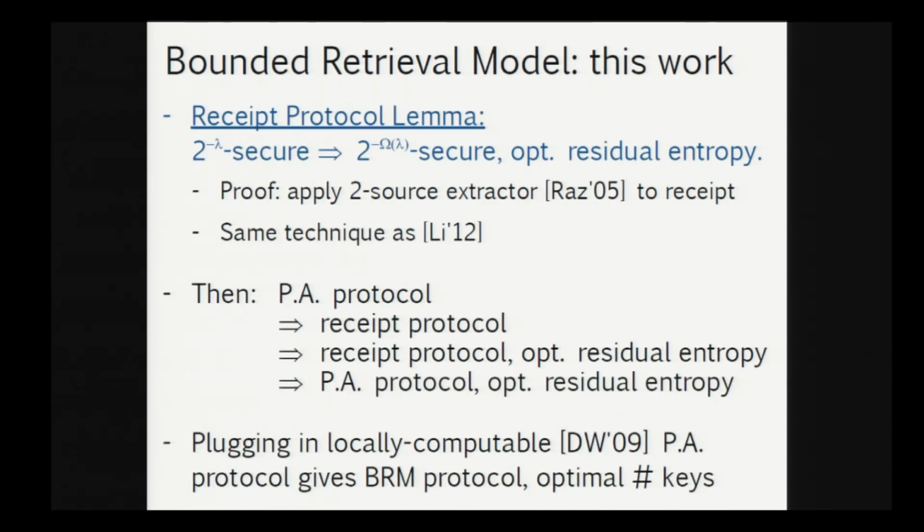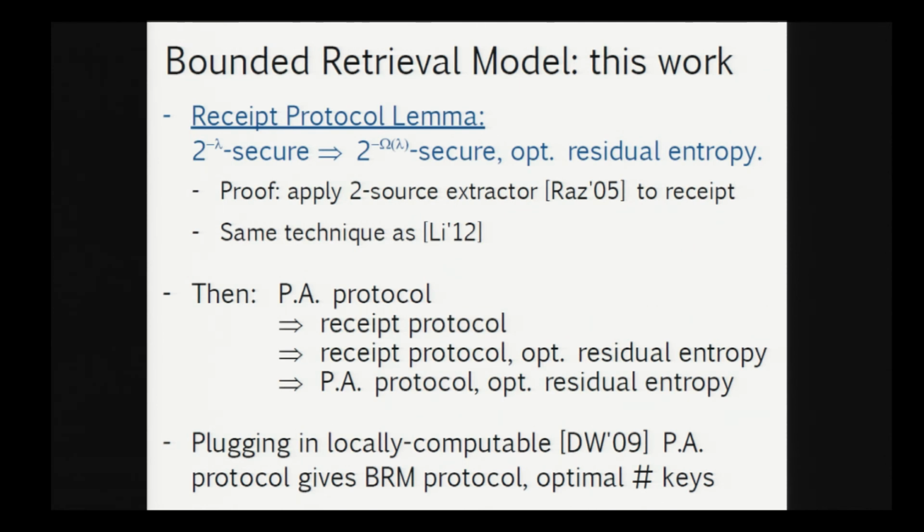Okay, so the main lemma in this proof is actually showing how to increase residual entropy for receipt protocols. So we show that if you have any receipt protocol, you can get a receipt protocol with optimal residual entropy, again at the expense of degrading the security by a polynomial amount. For the proof, we basically just apply a two-source extractor to the receipt that Bob sends. So this technique we took from Li, who also used a two-source extractor to reduce entropy loss of privacy amplification protocols. And so once you have this lemma, the proof is relatively straightforward.